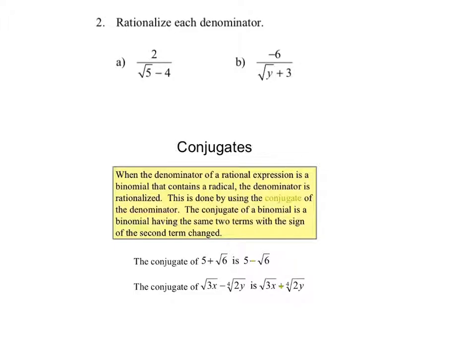The conjugate of a binomial is a binomial having the same two terms with the sign of the second term changed. For example, the conjugate of 5 plus the square root of 6 is 5 minus the square root of 6. And the conjugate of the square root of 3x minus the fourth root of 2y is the square root of 3x plus the fourth root of 2y. These are conjugates. It's a binomial having the same two terms, but the second term is changed. Let's use this process to rationalize the denominators for these examples.